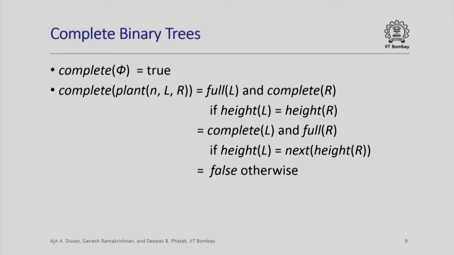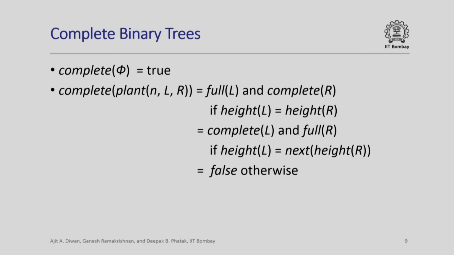So, another example is a complete binary tree. Complete binary trees can exist with any number of nodes, unlike full binary trees. So, again complete is defined as follows: the empty tree is always complete. Complete of the tree obtained by planting N, L and R: when is this complete? If the height of L is equal to the height of R, then we require that the left subtree must be a full tree and the right subtree must be a complete tree. So, there is an asymmetry in the definition here. If the heights are equal, then the left subtree must be full and the right subtree must be complete.